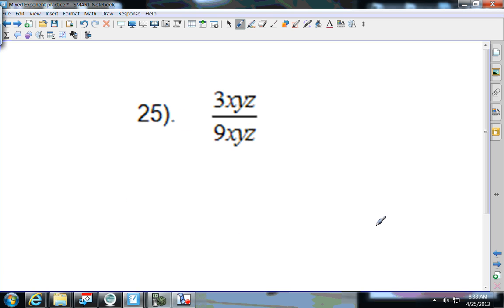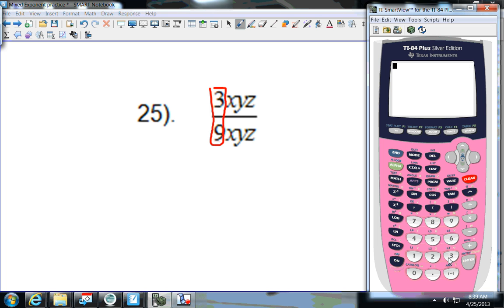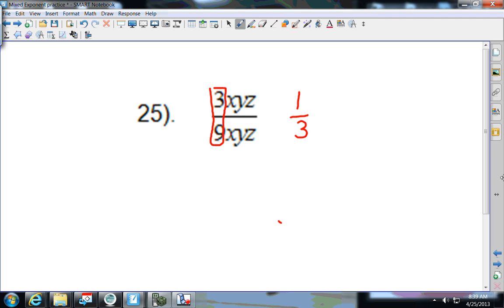Number 25, pause the video, come back and see how you do. On this one thing I noticed right here, 3 over 9. A lot of people tell me, look at your paper, did you put down 3? This is a fraction. And one of the things, remember in the calculator you can go 3, divide 9, and press enter. It will show you it's a decimal. And if you press math, enter, enter, it will change it to the fraction. It will reduce it for you. This is 1/3. Now, x divides out x. Y's divide each other out. Z's too. Your answer is just 1/3.